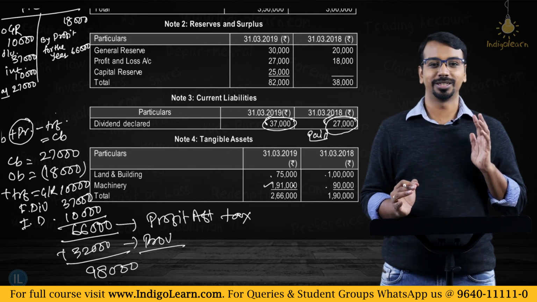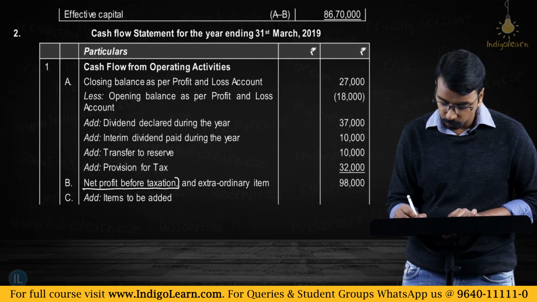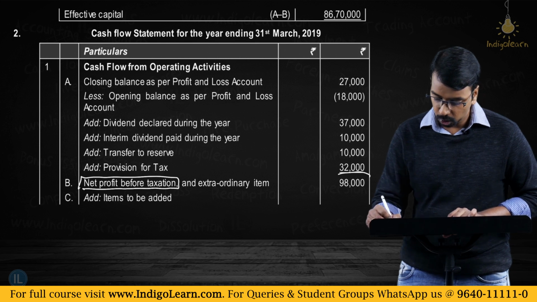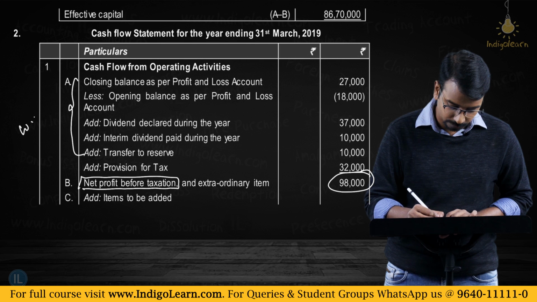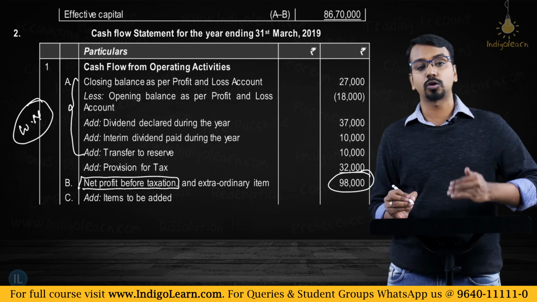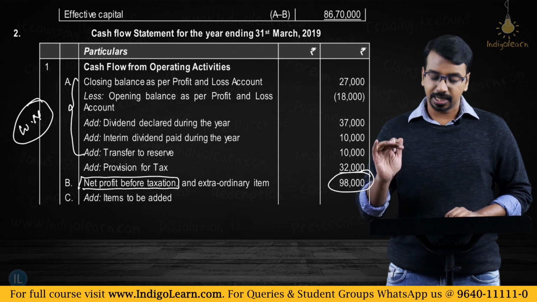Let us look at the solution. So now we'll begin our answer with net profit before taxation of 98,000 that we have just computed. This part ideally should go as a part of your working note, and you should not show it on the face of the cash flow statement. Okay. So net profit is 98,000.